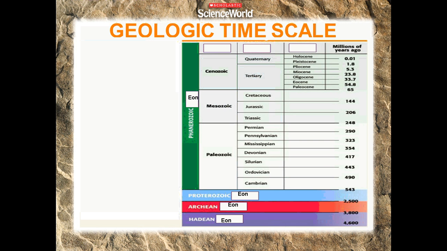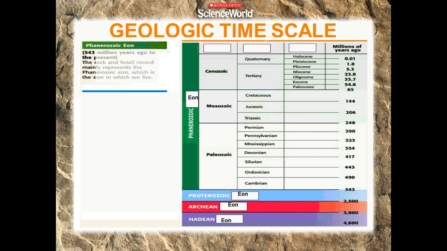Now let's talk about these eons a little bit one by one. First you have the Phanerozoic eon, and this is 543 million years ago to the present. And at this time, the rock and fossil record mainly represents this eon, which is the eon in which we live. So this is our current eon.